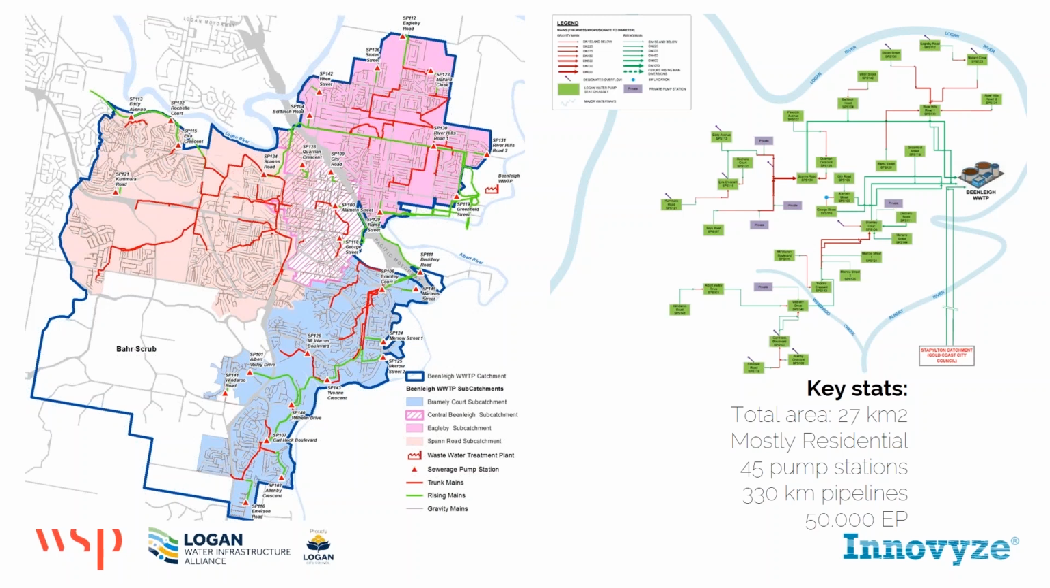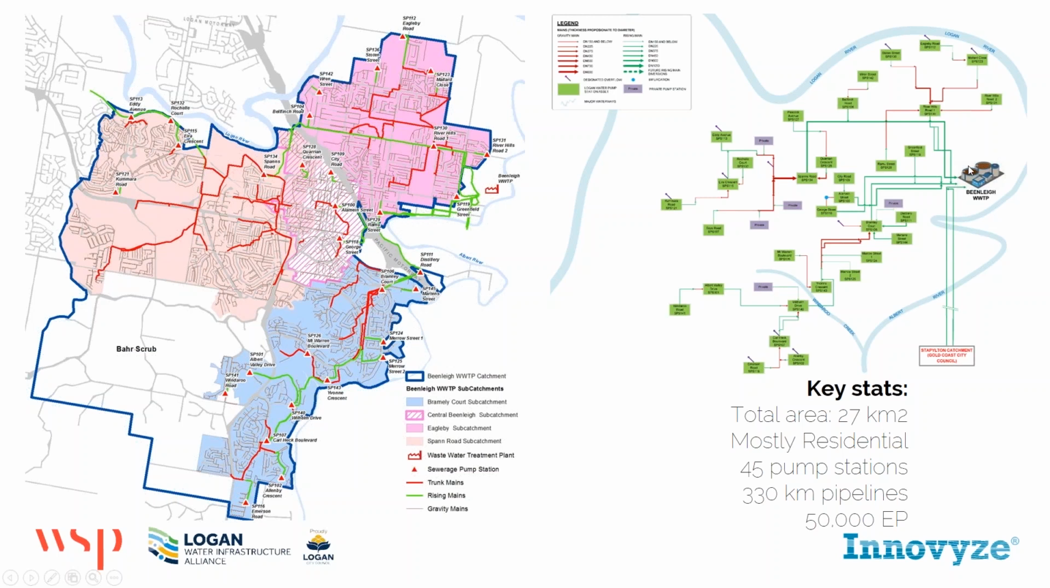So what you're looking at is the Beanley wastewater catchment, and Logan City Council and the Logan Water Infrastructure Alliance calibrated this model early last year. The figure on the left just shows the catchment. There are three main catchments draining to pump stations, which pump to a wastewater treatment plant on the top right-hand corner of the screen. On the right-hand side, you can see a schematic of all the pump stations.